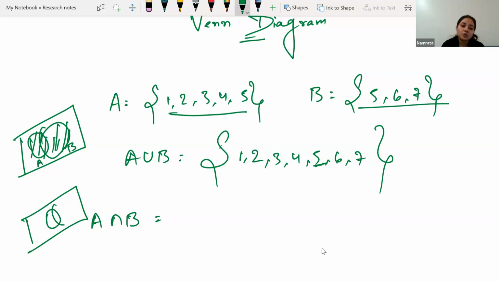What about the intersection? The intersection means only the common part, the common region. So here we can see the common element is 5 over here and 5. So we can say 5 is the common element, and this is the intersection of A and B.